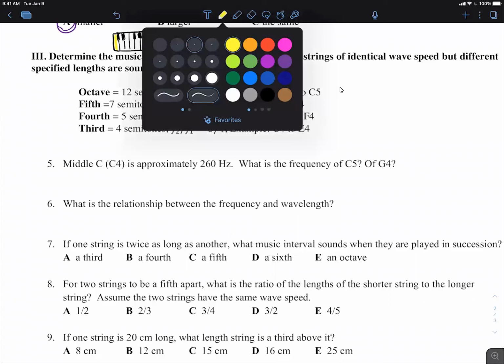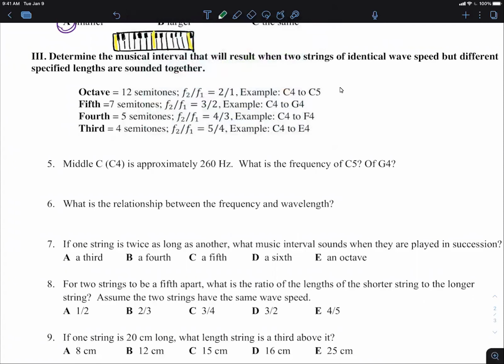If you were counting that, you would count 1, 2, 3, 4, 5, 6, 7, 8, 9, 10, 11, 12. Okay, I'm going to erase all of those so they don't get in my way, but that's the idea. You count the white keys and the black keys. So an octave is 12 semitones, and that's how you would count it.